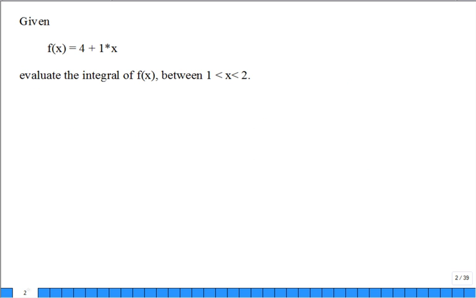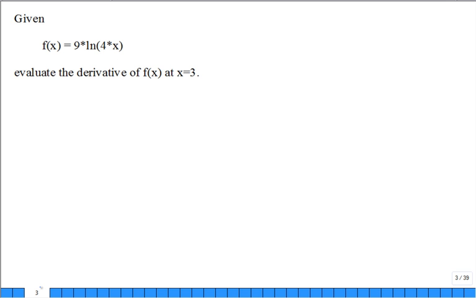Can you solve this problem? Given a function, and this is a very easy function, can you evaluate the integral of f of x between 1 and 2? I'm going to pause and see if you can do it. There's the problem. It's really low order. It's really pretty easy, right? All right, so you should have gotten 11 halves, 5.5.